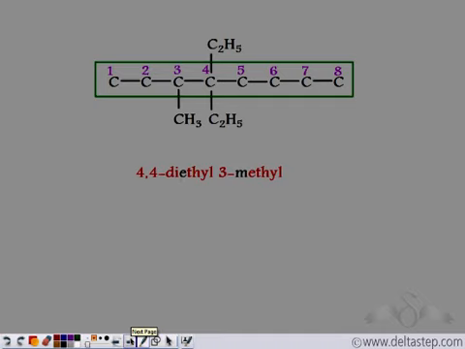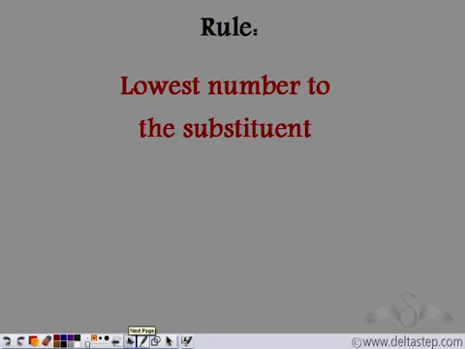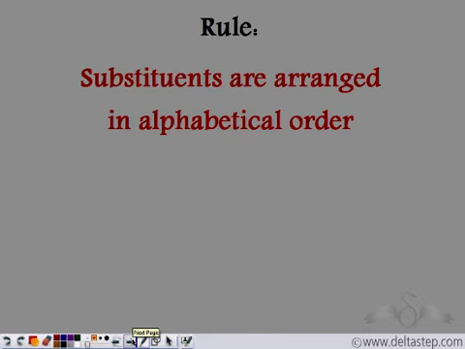So we take into account the E and M and not the D. So while arranging the substituents alphabetically, the first letter of the substituent name is taken. So keep in mind the 2 rules. The first rule says that the lowest number should be given to the substituent. And while arranging the substituents, they should always be arranged in the alphabetical manner.